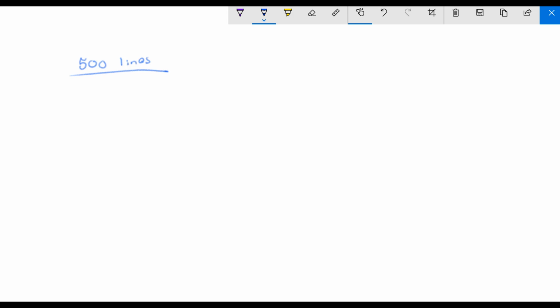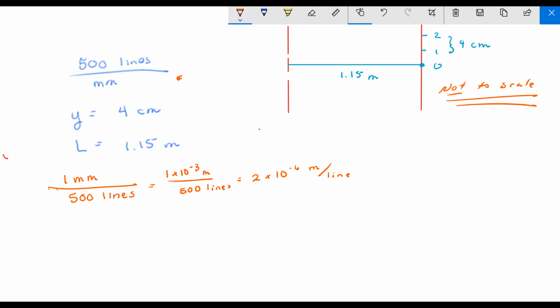Well, let's write down what we have. First, 500 lines per millimeter. Let's change those millimeters to meters. We'll worry about that in a minute. Let's go ahead and get all the others written down. We've got the y, we've got the L, and we're going to go ahead and draw a diagram of it again so we've got an idea of what we've got.